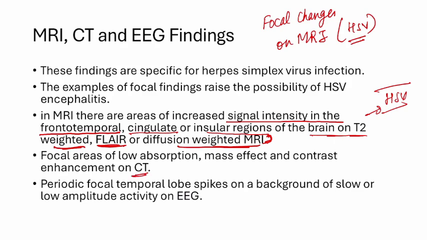Similarly, the findings will be there on CT, but we do MRI most of the times. What will be found on EEG? This is a matter of memorizing. Let me highlight the things. Periodic focal temporal lobe spikes. On a background of slow or low amplitude activity on EEG, you will see periodic focal temporal lobe spikes. So that is what you will see on EEG. So MRI, CT and EEG findings are important in HSV only. So you have to remember that.